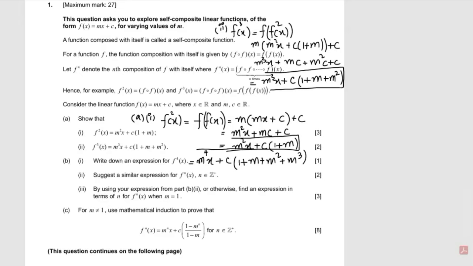There we go. That is the expression. Now they're saying part B2: suggest a similar expression for f to the power n of x. So let's go. We can just follow the pattern.